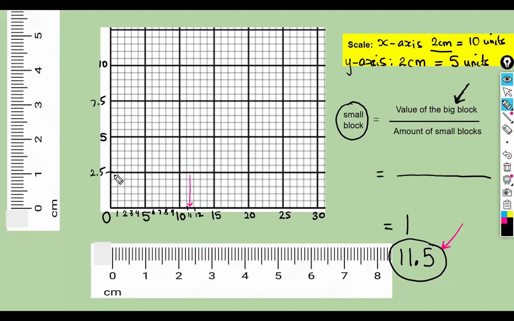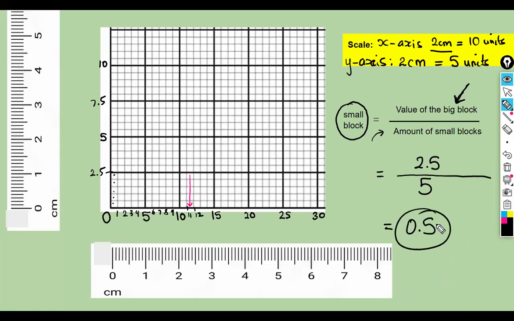What's the value of each big block? Each big block is what? 2.5, right? How many small blocks do we have between the 0 and the 2.5? 1, 2, 3, 4, 5. So how much is every small block worth? If you take 2.5 and divide it by 5, you're going to get 0.5. So look at this, right? That means every small block is worth 0.5.